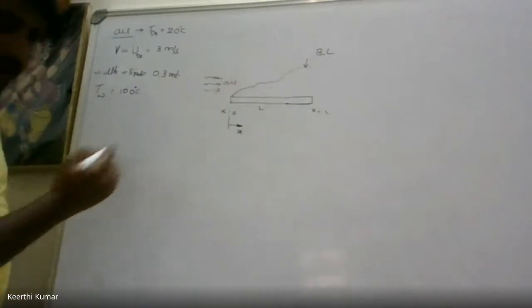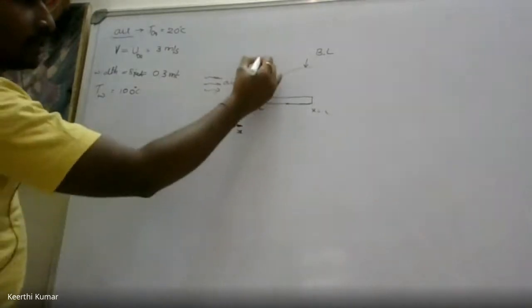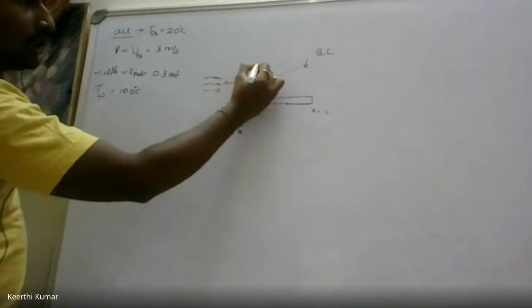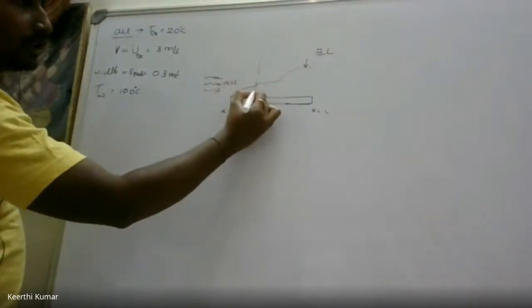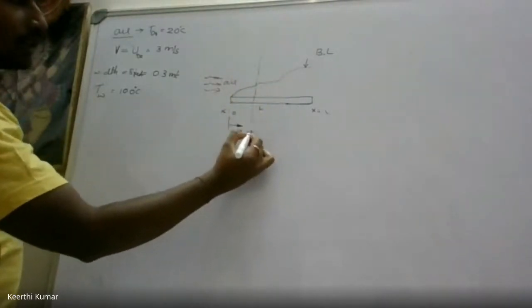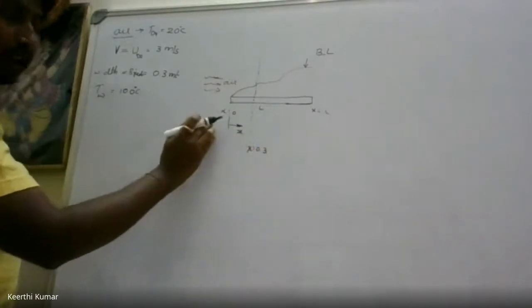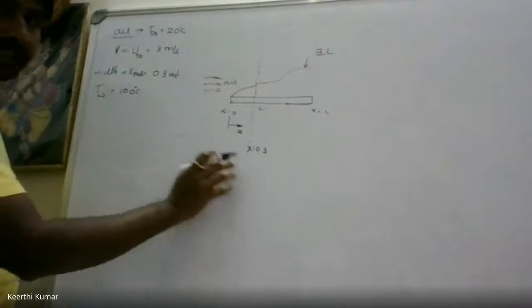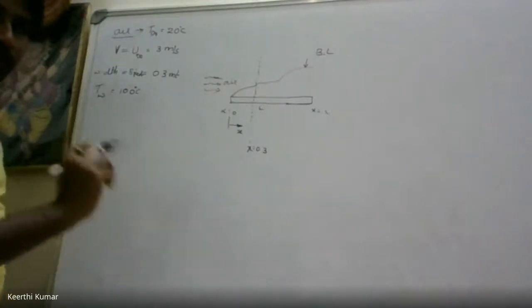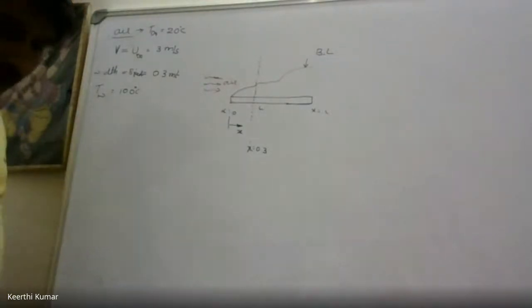So what he is asking is at a distance of x. I'll mark here. I don't know the length of the plate. He is just asking to calculate everything at a distance of x. So let us take x equal to 0.3 from the leading edge. He is asking to calculate what? We will see. First one is the boundary layer thickness.